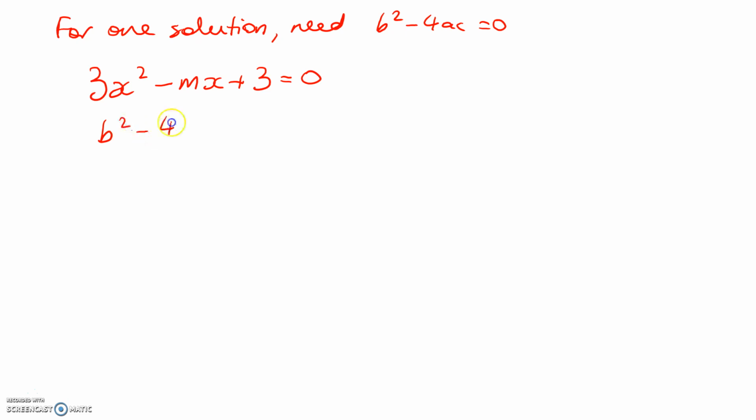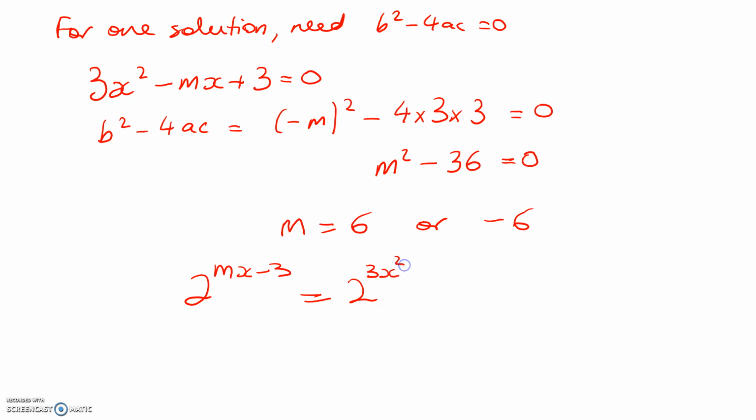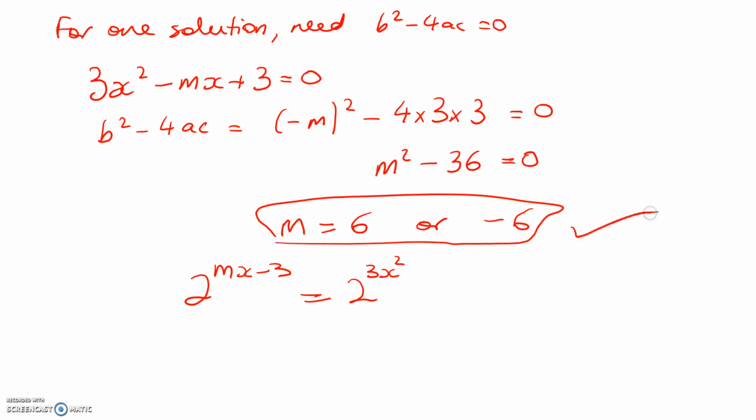b squared minus 4ac is equal to negative m, squared, minus 4 times 3 times 3, and that has to equal 0. So m squared minus 36 is 0, so m can be either 6 or negative 6. So let's just check that that works. We've got 2 to the power of m(x minus 3) equals 2 to the power of 3x squared. And so then there's no restriction at all on having negative values of m. That's fine. So that'll be my final answer.